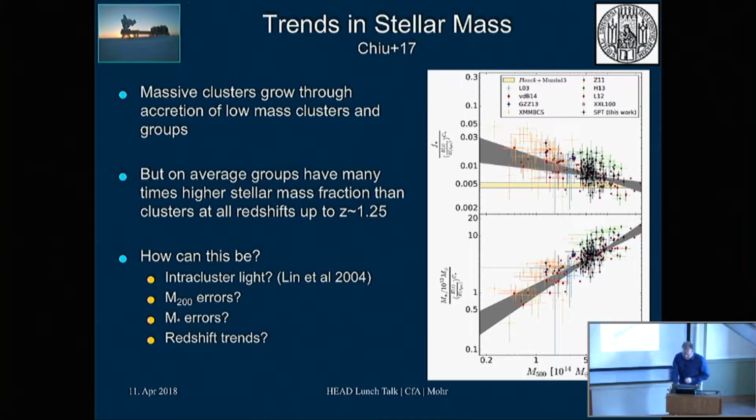So what's going on? It was suggested that maybe in the process of merging, the galaxies are losing quite a bit of their stars, and so we would expect to see intracluster light. This was suggested back in 2004 by a student of mine. Unfortunately, people looked at clusters and didn't find the right amount of intracluster light to explain that. Could there be halo mass errors? Well, we're doing this experiment because we feel we understand our halo masses quite well in the SZ sample.